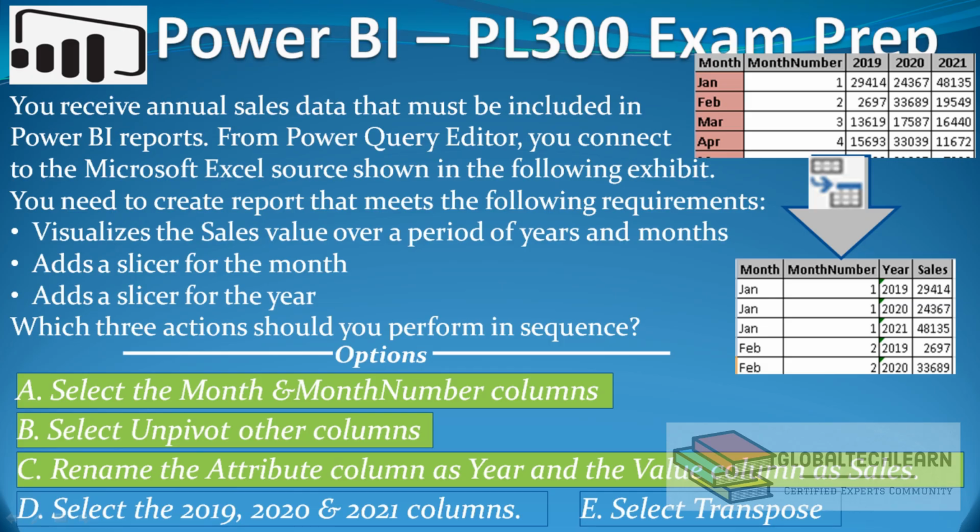Now let's go back to our question. In the options we can see that first we select the month and month number columns, then we select unpivot other columns, and finally we rename the attribute column as year and the value column as sales. So options A, B and C are the correct options.